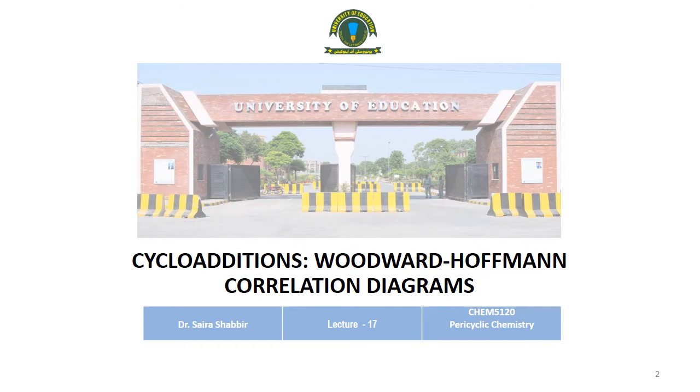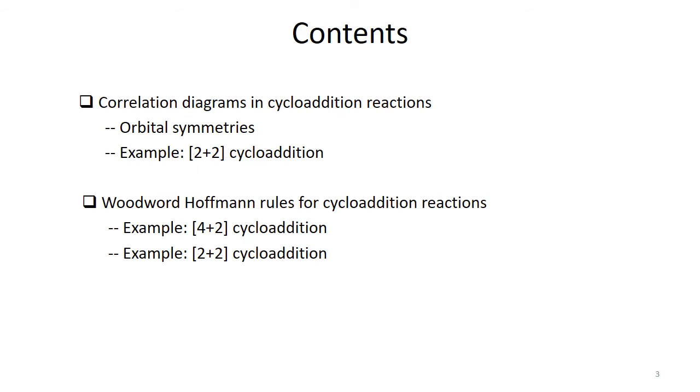So here is the 17th lecture of pericyclic chemistry, and today we are going to discuss the Woodward-Hoffmann correlation diagram for cycloaddition reactions. In today's lecture, we have two parts. One of them is that we have to discuss the correlation diagrams of cycloaddition reaction.